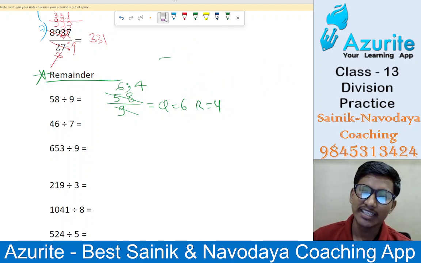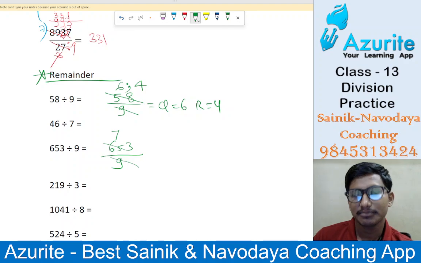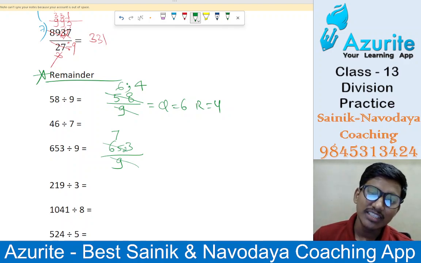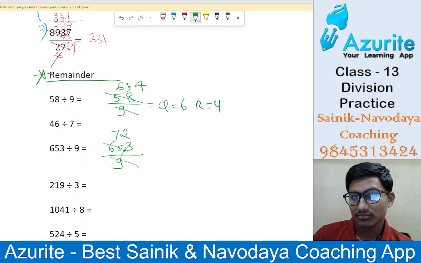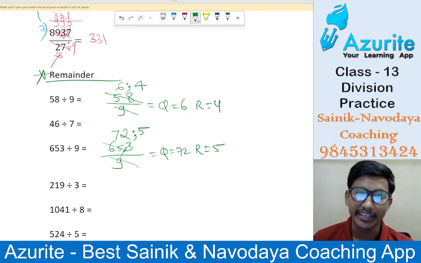Once again, an extra bigger question I will do. 653 divided by 9. 9 how much are? 9 sevens are 63. 63 here, 65 is there. 2 you take forward. 23. 9 how much are 23? That is 9 twos are 18. 18 is gone from 23, means remainder will be 5 here. So quotient is 72. Remainder is 5. So this is how you have to write it.